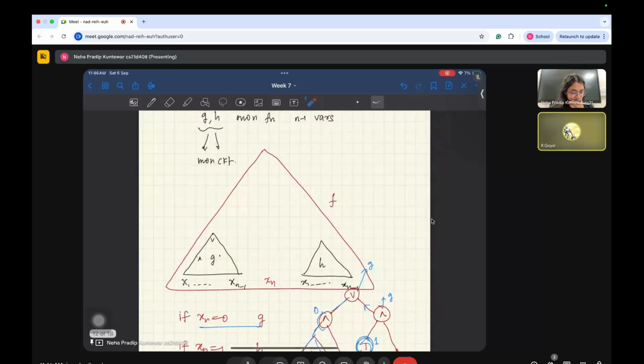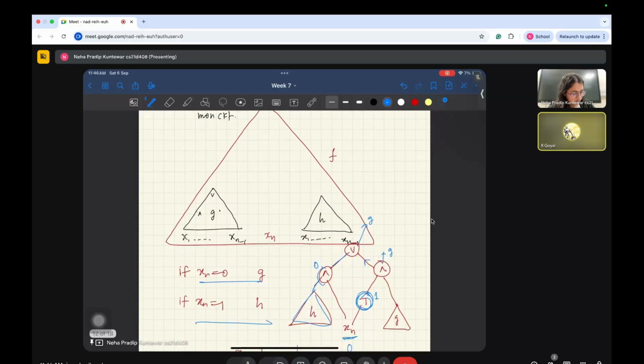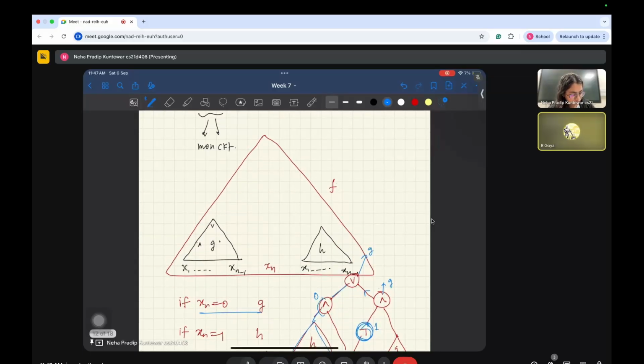If xn is one, then I need to somehow... Sorry, I think an easier case would be xn is 0. Then what do we want to do? If xn is zero, then we want to select g. It is already there that we are taking an AND with g.